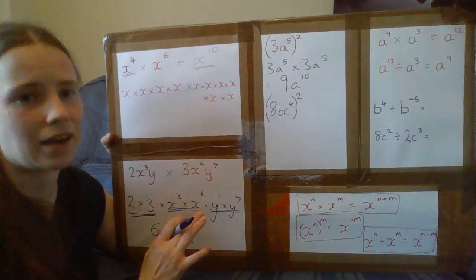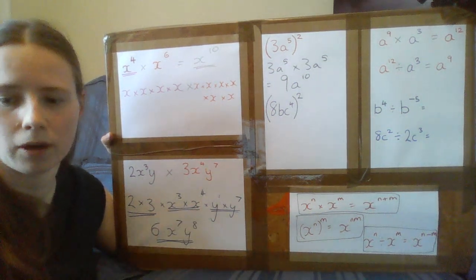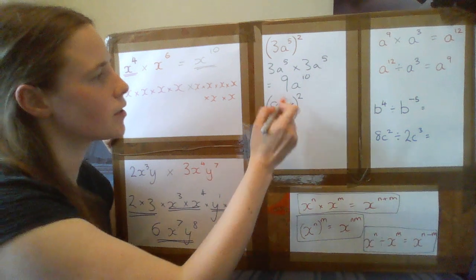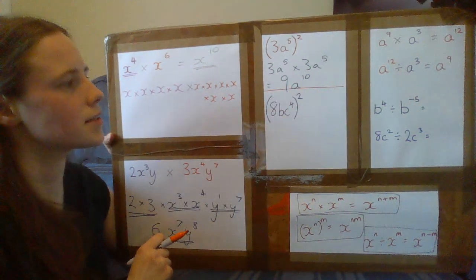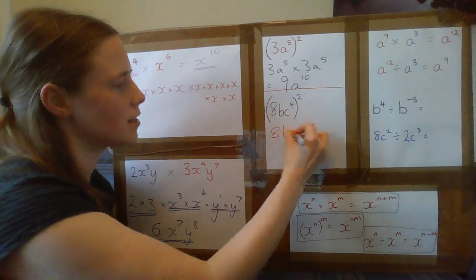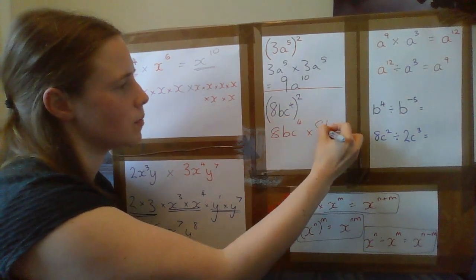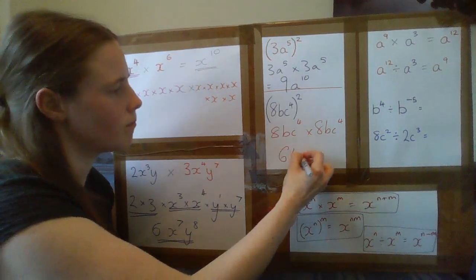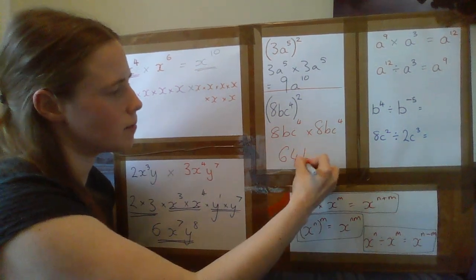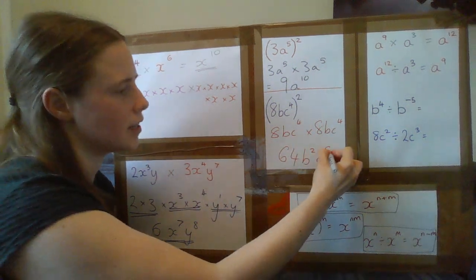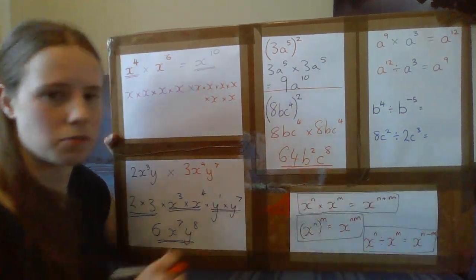It's worth it in an exam because it only takes 10 seconds and you will get marks because of it, because you'll just guarantee you don't make any mistakes. So for the next one, we've got (a b c to the 4) all squared. So that means 8bc to the 4 times 8bc to the 4. 8 times 8 is 64. B times B is b squared. C to the 4 times c to the 4 is c to the 8. So that's my answer for this one.